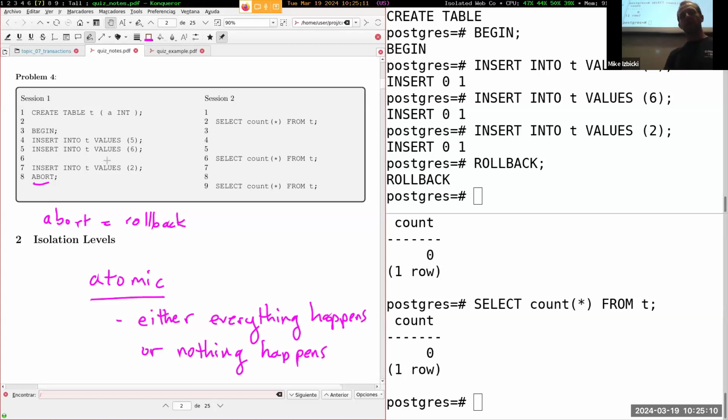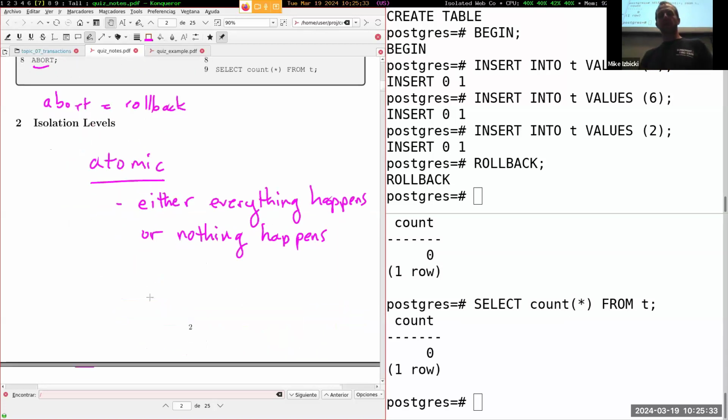You can never have a situation in Postgres where, say, 5 and 6 are inserted, but 2 is not inserted. That would be a very major bug inside of Postgres. And if you were to find a situation where that would occur, you would be a very famous person in the databases world. Postgres is thought to not have any atomicity bugs at this point.